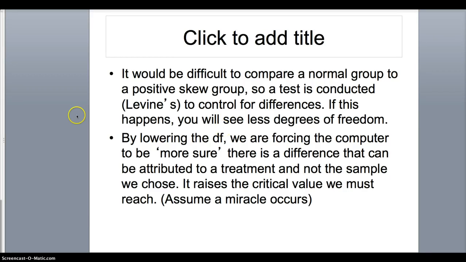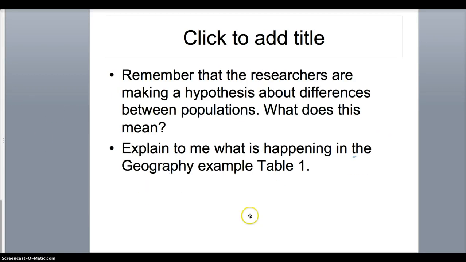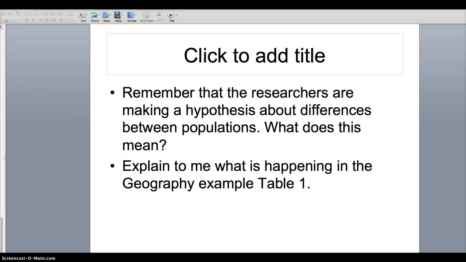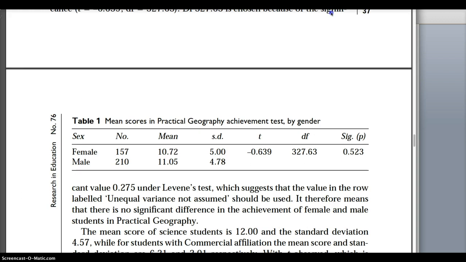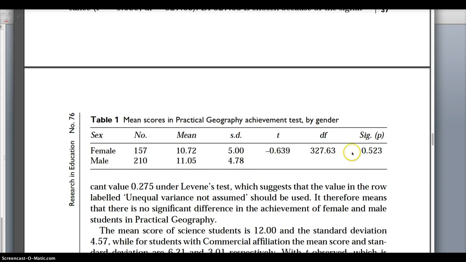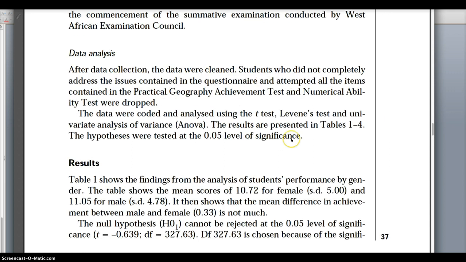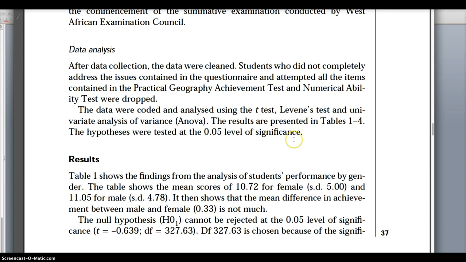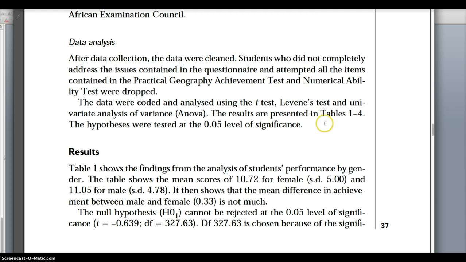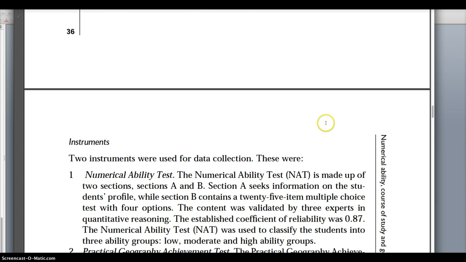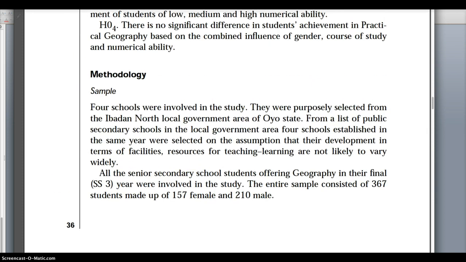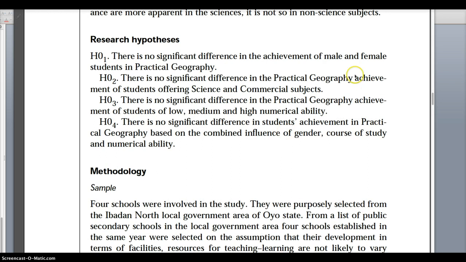You have an example of an article. This is an article about geography, and there's going to be a discussion thread about this. And basically what they're doing in this is they're analyzing achievement scores on geography and some other attributes, for example, male and female.